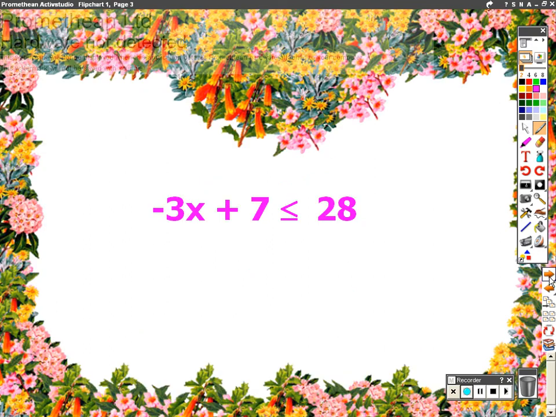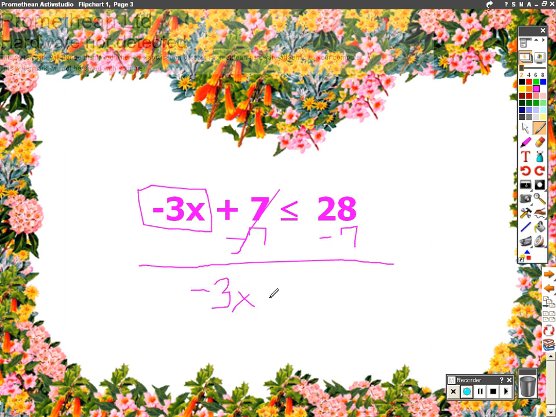Okay, now this one is slightly different. I have negative 3x plus 7 is less than or equal to 28. I'm going to box my variable. I'm going to get rid of positive 7 by subtracting 7 from both sides. And the 7's cancel. And I bring down the negative 3x is less than or equal to 21. And I'm going to stop for a second. To get x by itself, I had to divide by negative 3.